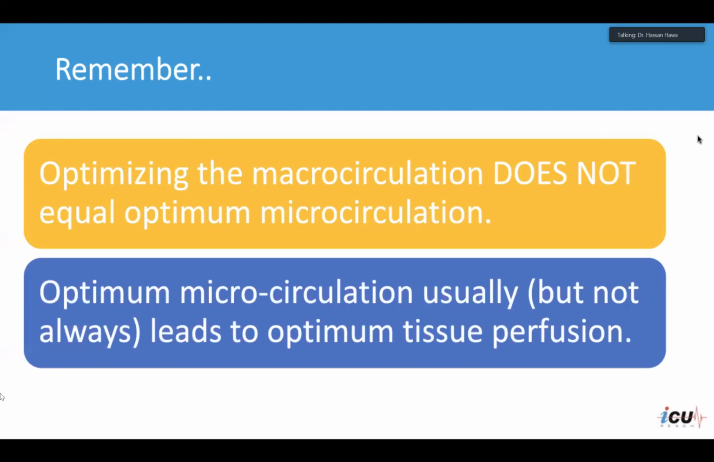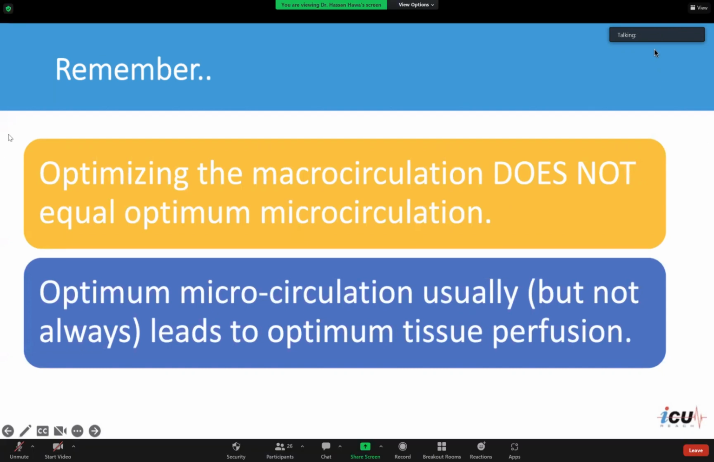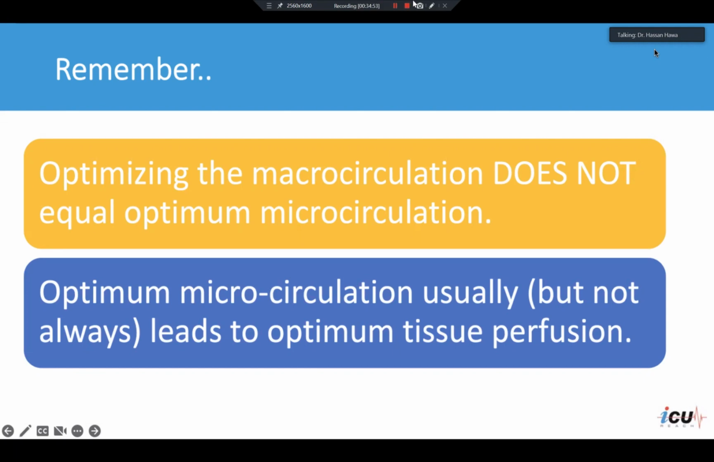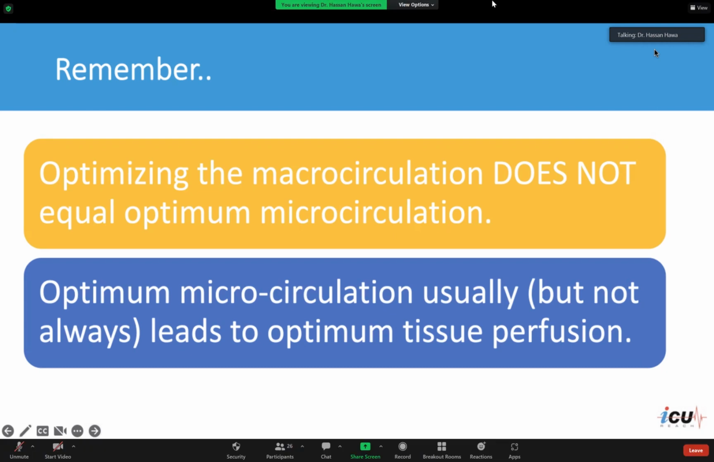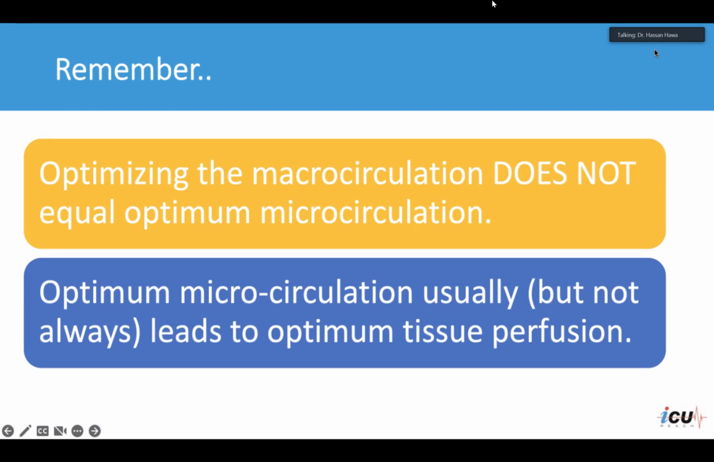Now, we just need to reiterate what we said yesterday, that optimizing the macrocirculation does not equal optimum microcirculation. So you might get the MAP to the target that you wanted, say 65 mmHg, but still your patient might continue to deteriorate, especially if they got to a stage where the mitochondria shut itself down, stop taking any oxygen for aerobic utilization or generation of energy, and that would lead to perpetuation of shock state. On the other hand, optimum microcirculation usually, but not always, leads to optimum tissue perfusion.